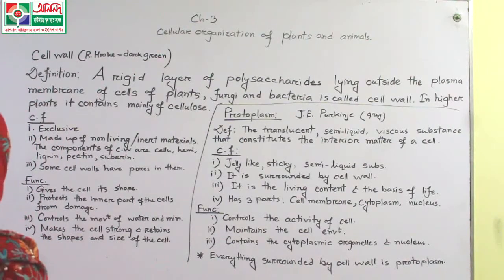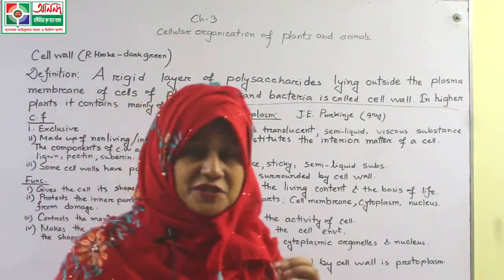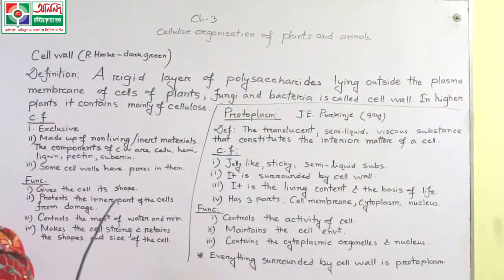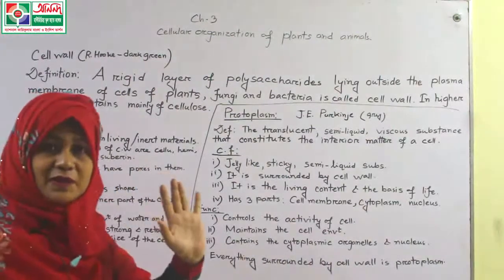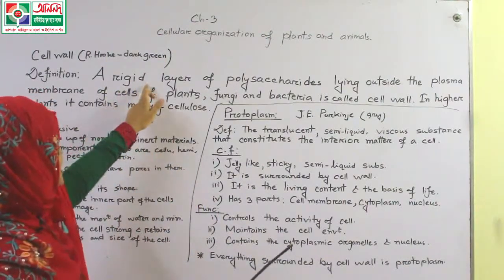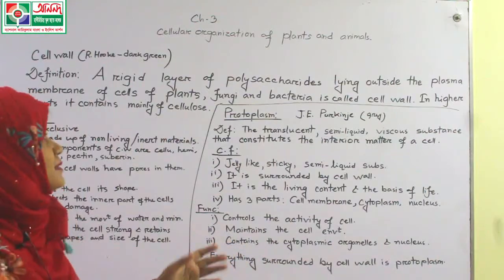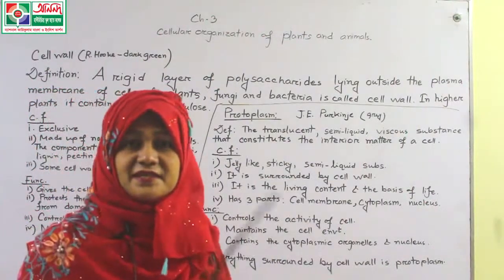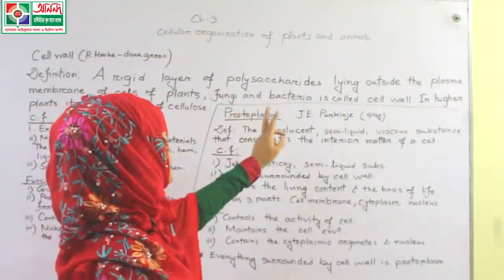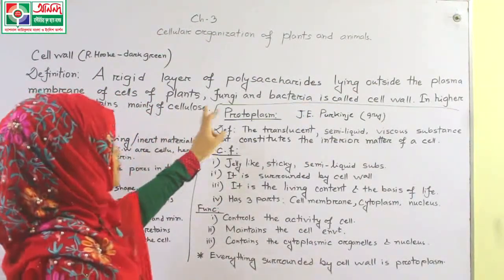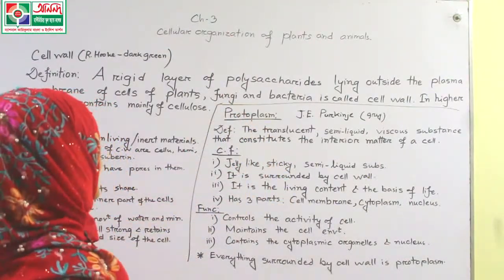In this lesson, we will discuss the definition of cell wall, characteristics, features of cell wall, and the functions of cell wall. What is cell wall? You have to write like this for your creative questions. If you write this way, then you can score a good mark in your exam. So the definition of the cell wall: a rigid layer. Rigid means hard, strong. Layer of polysaccharides. What is polysaccharide? Polysaccharide is a type of carbohydrate lying outside the plasma membrane of cells of plants, fungi, bacteria, and is called cell wall.